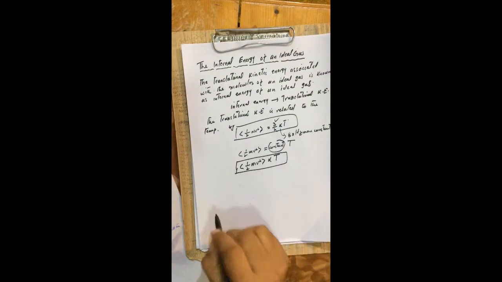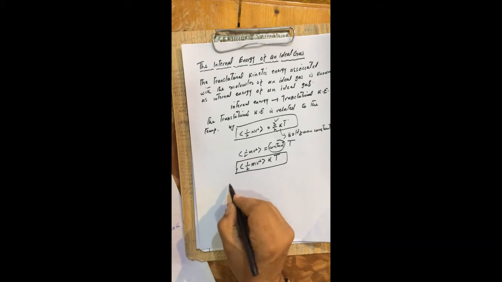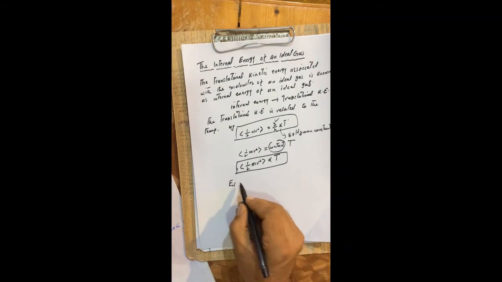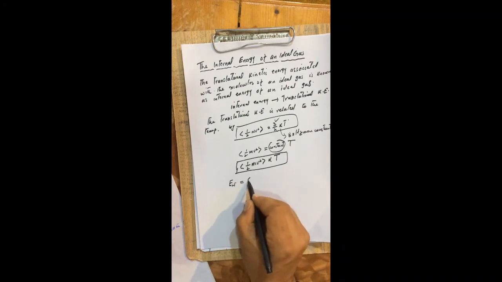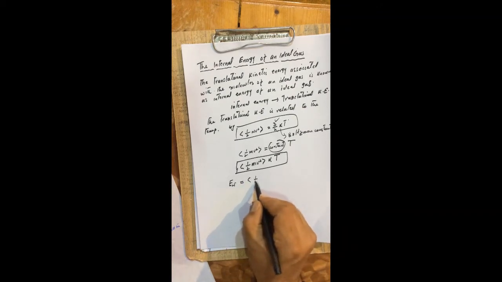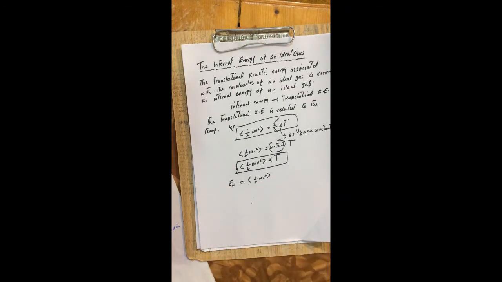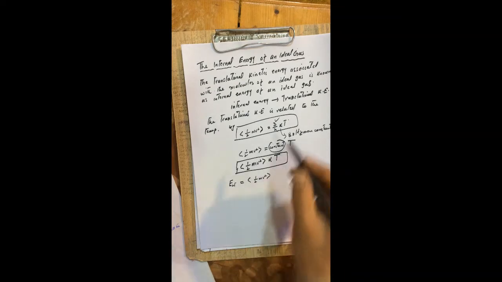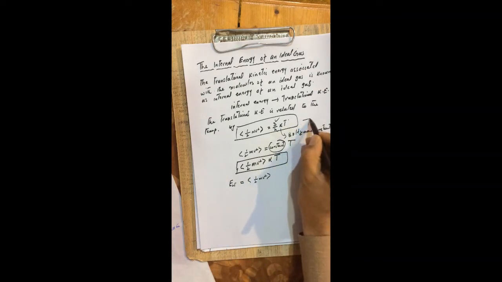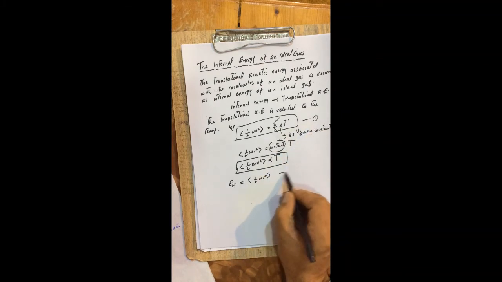Now we can say that the internal energy, E internal, where INT in the subscript represents internal and E means the energy, is equal to the translational kinetic energy of the molecule. Let's say this is my equation number 1 and this is my equation number 2.